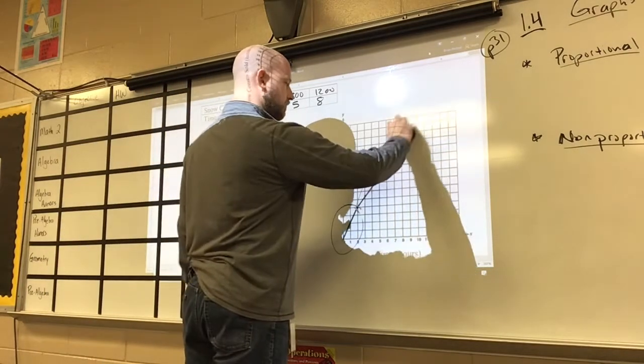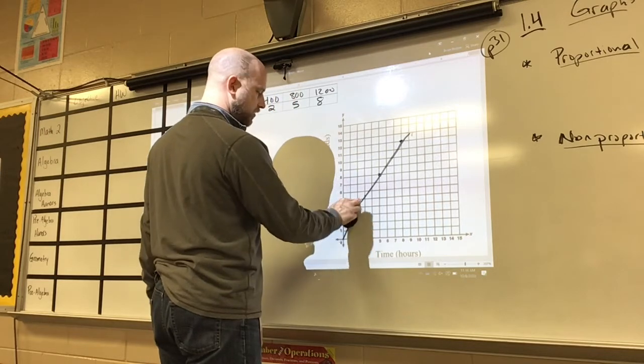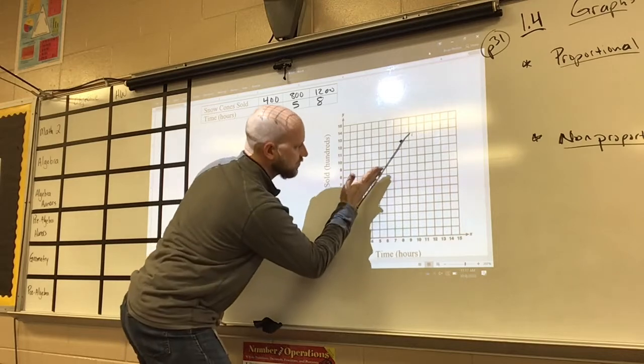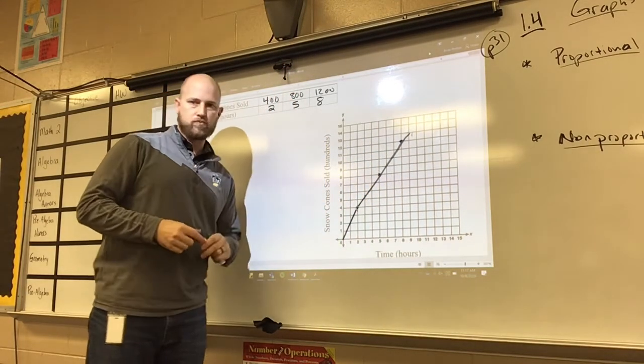Okay, so kind of keep that in mind. If we have a situation on the homework where it looks like it's a straight line, but it's kind of going a little steep and then it kind of changes its direction and goes that way, it's still not a straight line. So this right here is non-proportional.